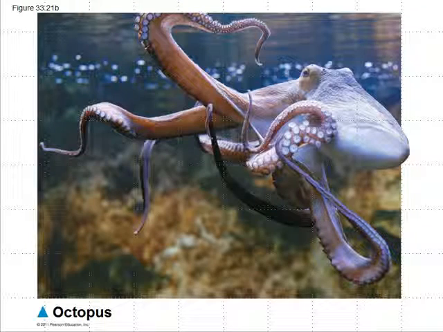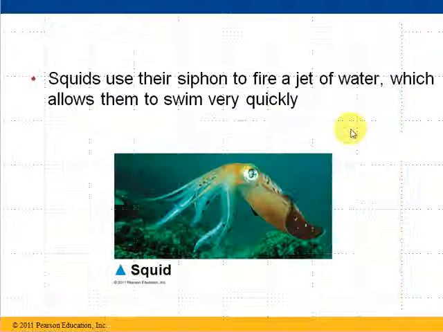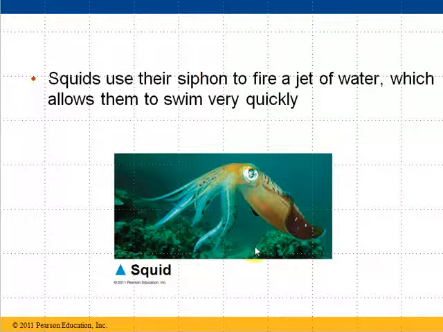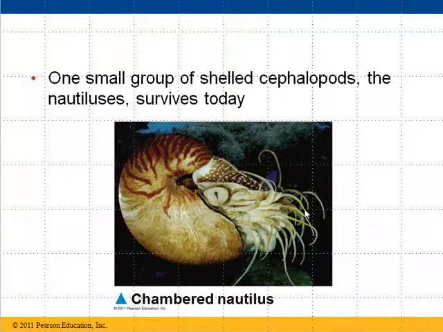So again, the octopus here's his mantle, his visceral mass. It actually looks like a huge brain, but this is his visceral mass where all his internal organs are. Very intelligent invertebrate. The squid, very fast swimmer, can use jets of water which siphon in and then expel jets of water to allow them to swim very quickly. And then again, one of the few remaining shelled cephalopods, the nautilus, although there used to be quite a few more of them back in ancient times.